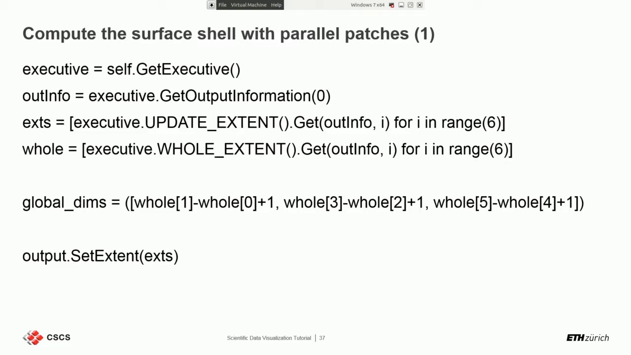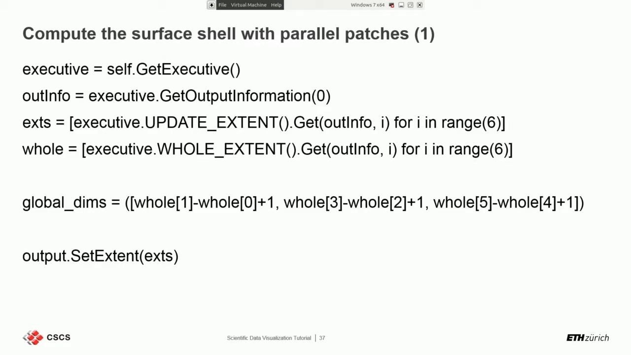Now, the computation itself, how does it work? I get my executive, and from the executive info, output info, I get the global extent again, which I will use to understand where I am in the overall picture. And I get the so-called update extent, which is specific to my pipeline. Each processor has a local vision, if you want, of the global pipeline. In other words, the dimensions here that I get are embedded into the global dimensions, which are here, global dimensions.